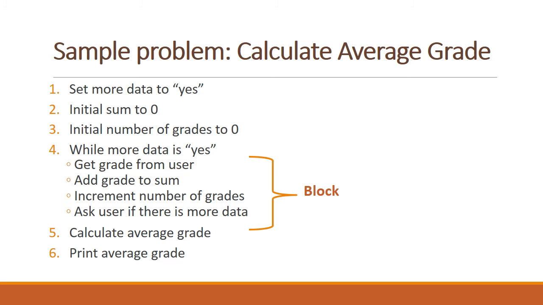We're going to add that grade to sum. We're going to increment the number of grades. Then we're going to ask the user if there's more grades to enter. We'll continue that while loop until the user does not answer yes to the question of whether there is more data. After this loop, we'll calculate the average grade and print the average grade.